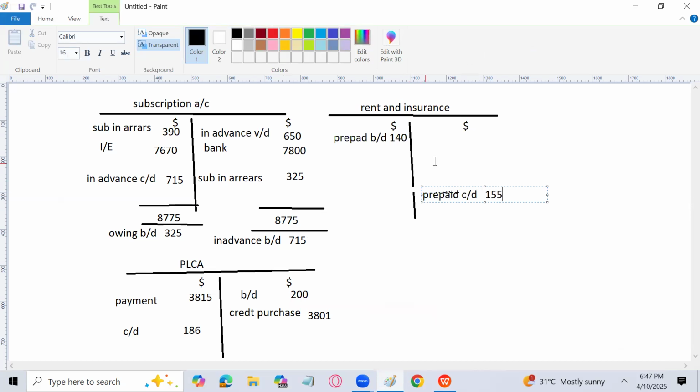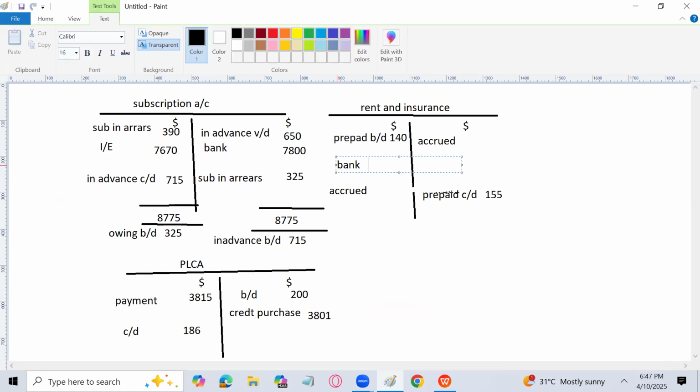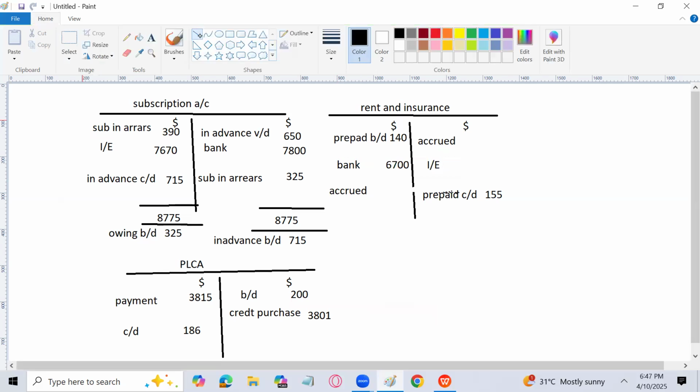So asset will always be debited. 155. Here comes accrued brought down. And here comes accrued carried down. The bank figure which is paid basically will come over here, rent to bank. And that is given 6700. And here I am going to write the income and expenditure account, the difference of the two sides. So let's prepare the T account. He wanted us to prepare the full-fledged T account. So I will go with the dates also. But here I am not writing. I think you can do the workings regarding dates easily.